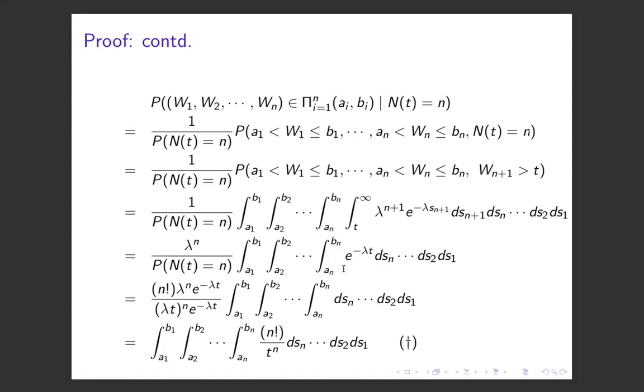And now note that this one does not depend on s1, s2, ..., sn, so that also gets pulled out. And you know the expression for this probability Nt equal to n: Nt has a Poisson distribution with parameter lambda t. So the value is precisely (lambda t) to the power n multiplied with e to the power minus lambda t divided by n factorial, and that n factorial has come in the numerator.